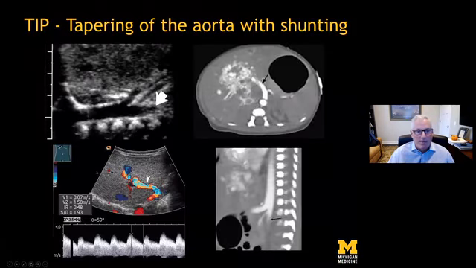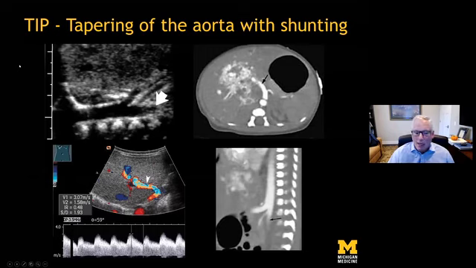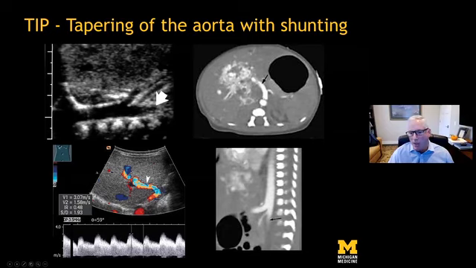So the next tip, the tapering of the aorta with shunting. In the patients who have multiple hemangiomas within the liver, there's a lot of shunting. Look at, for example, on this CT, here's a large giant hemangioma within the liver in this neonate. Again, another borrowed image. And we can see the size of the hepatic artery, the proper hepatic artery and the celiac trunk with the takeoff of the splenic artery because of all this shunting. And look at the neovascularity. The proper hepatic artery is almost the same size as the aorta.